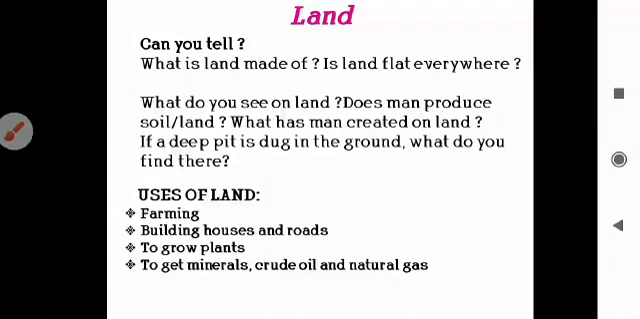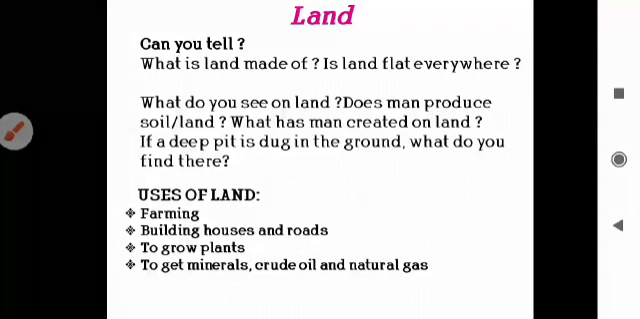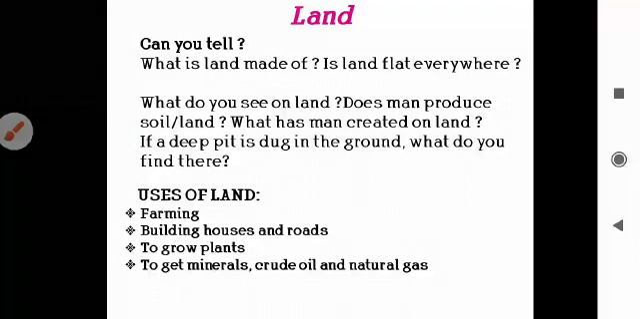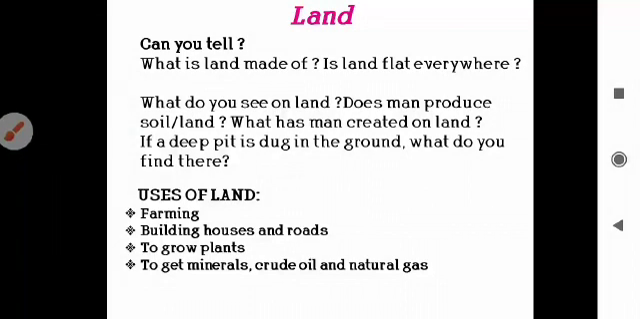Does man produce soil? No, man does not produce soil. It is a natural process. What has man created on land? Man has created houses, buildings, roads and tunnels on the land. If a deep pit is dug in the ground, what do you find there? We will find layers of soil in the pit.